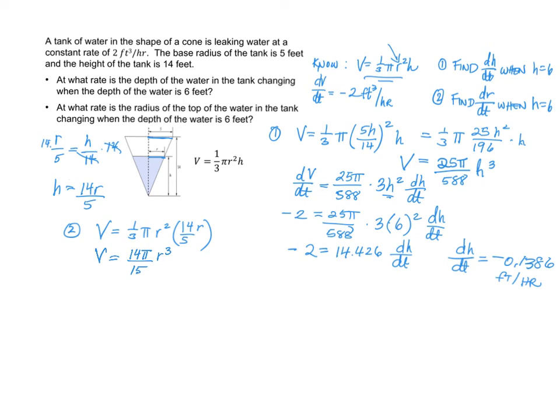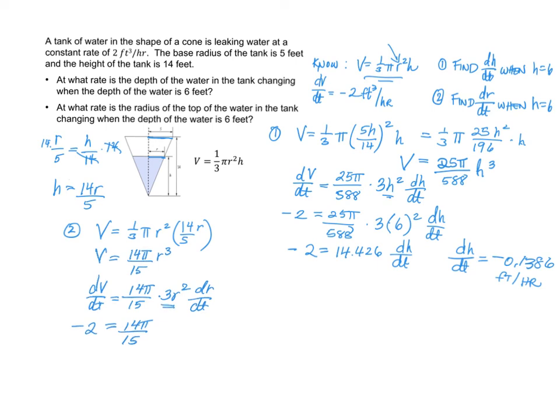So taking the derivative of the left side, we get 1 dv over dt equals the 14 pi over 15 can be pulled out, and then taking the derivative of r cubed is going to be 3r squared dr over dt. And so we want to plug in what we know. We know that dv over dt is -2, and then we have 14 pi over 15. And we know we're trying to solve for dr over dt.